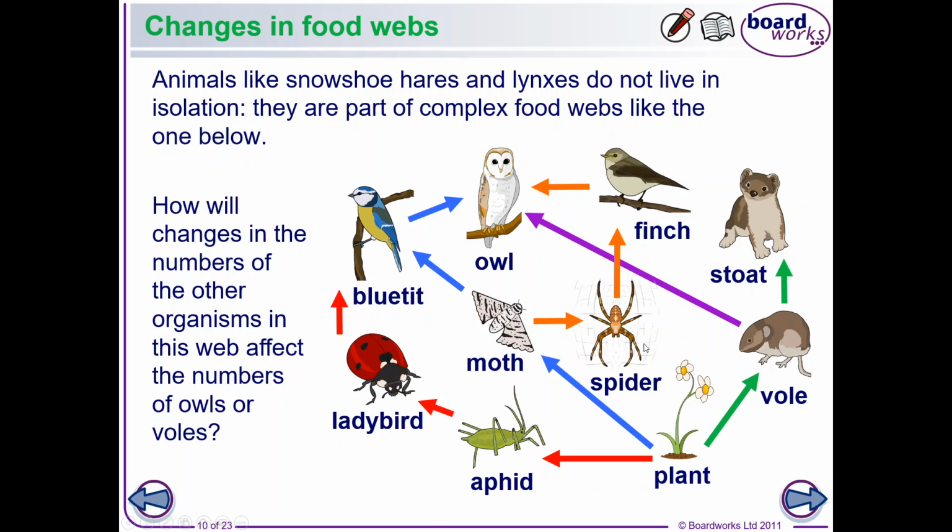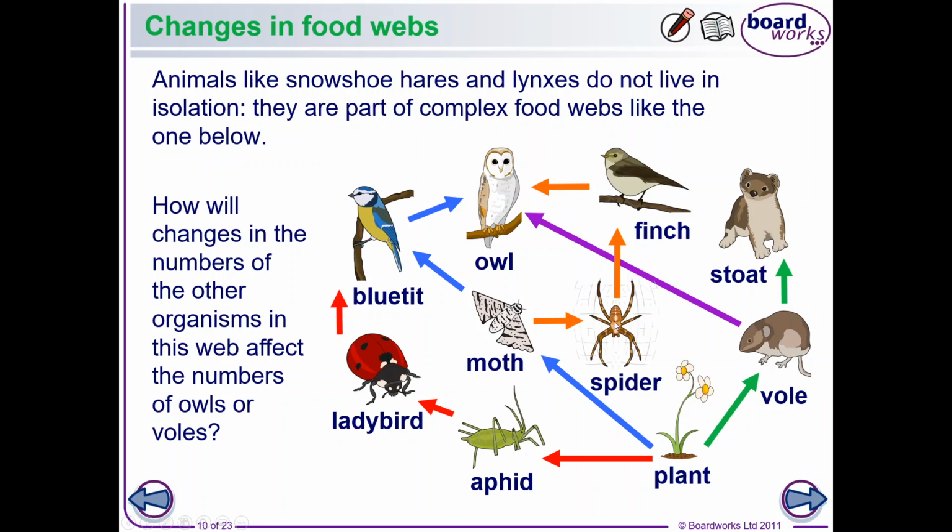Well, if there's fewer spiders, first of all, there's going to be fewer finch, because there won't be as much for the finch to eat. If there's fewer finch, then that might potentially affect the number of owls because they haven't got as much food. But because they also eat the blue tit and the vole, owls might be okay.